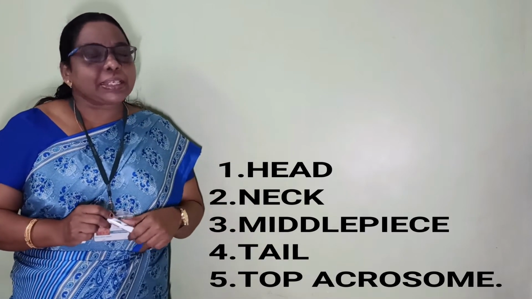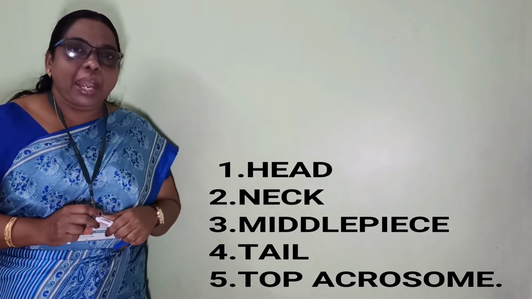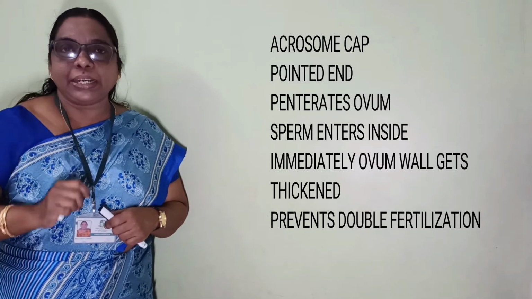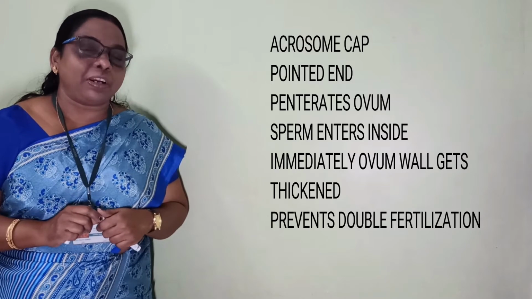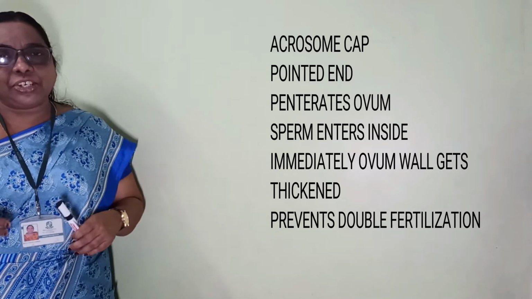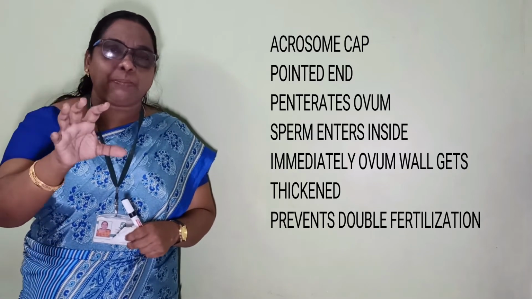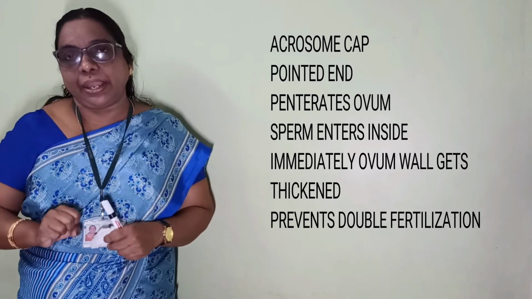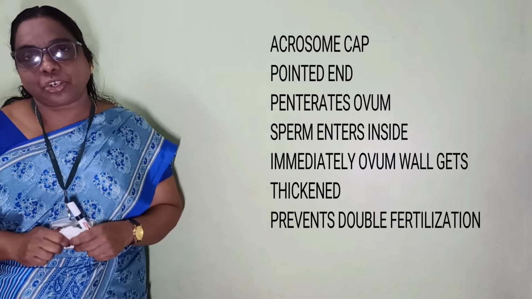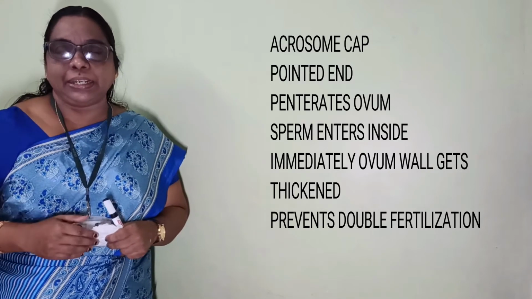Coming to the main function of the acrosome: it is a cap-like structure with a pointed end. With the pointed end, it pierces the ovum. During fertilization, millions of sperms attack this single egg, but with the help of this pointed structure, it makes a hole, pierces it, and enters inside.